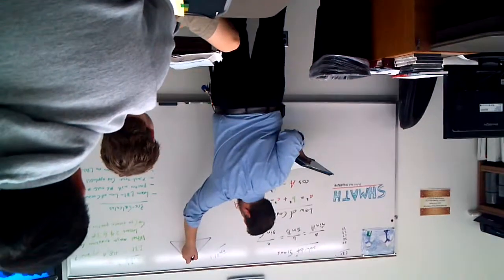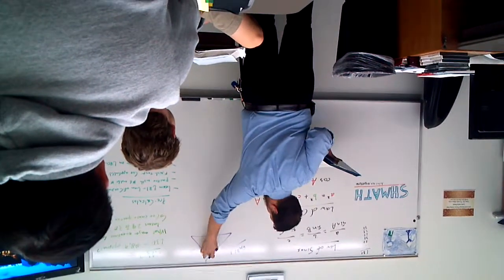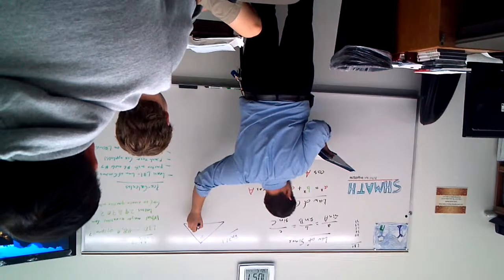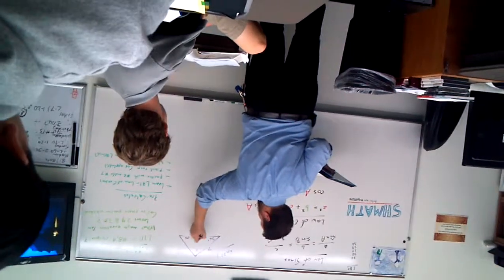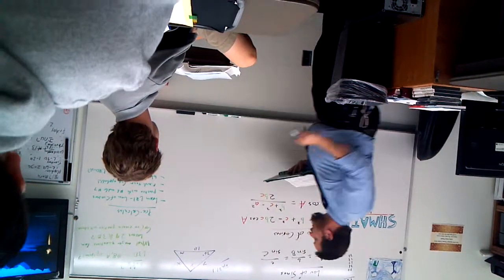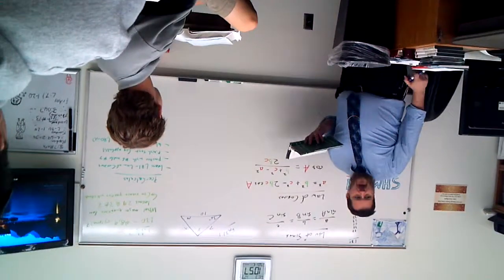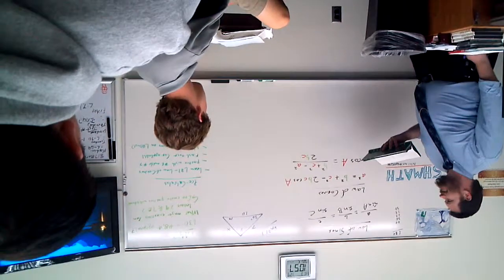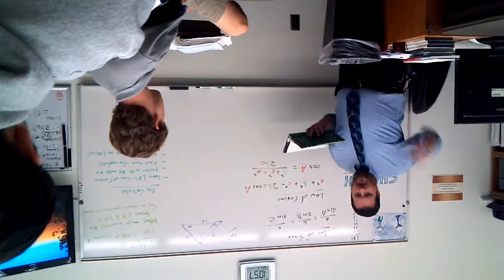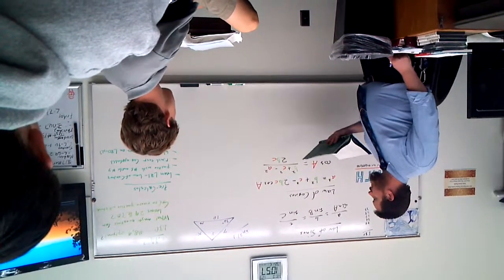We have a triangle. We have angle M. This angle is 36 degrees. We have sides 7, 10, and X. Now for starters, can I use the law of sines? No. Why? Because we don't have the right information. So, bummer, let's use the law of cosines.